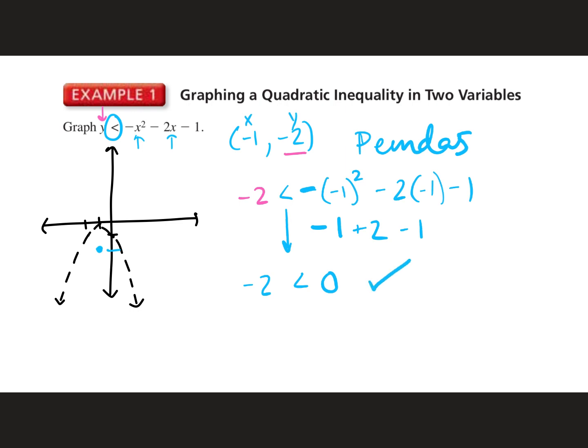This is true. So if it's true, we shade wherever that point that we picked is. So I would shade inside my parabola. My parabola is not only a dotted line because it was just a less than sign, but I also need the shading to be part of my answer. You have to graph the parabola, make it either a solid or dotted line depending on your inequality, and then shade. So there's a couple different steps than just regularly graphing. Can't forget shading.